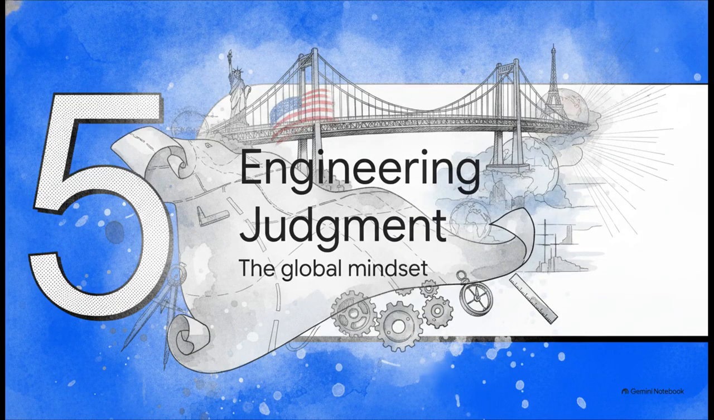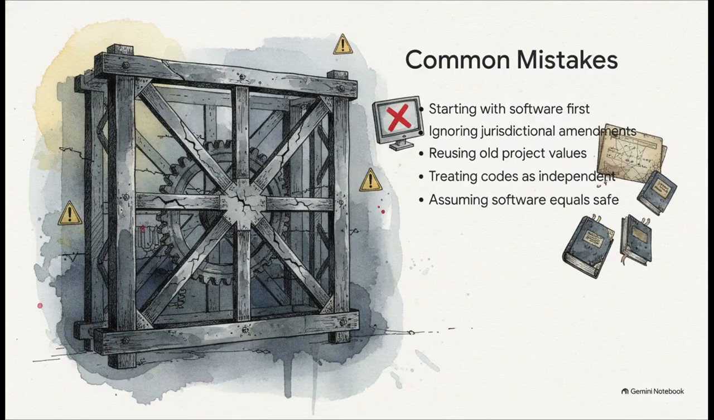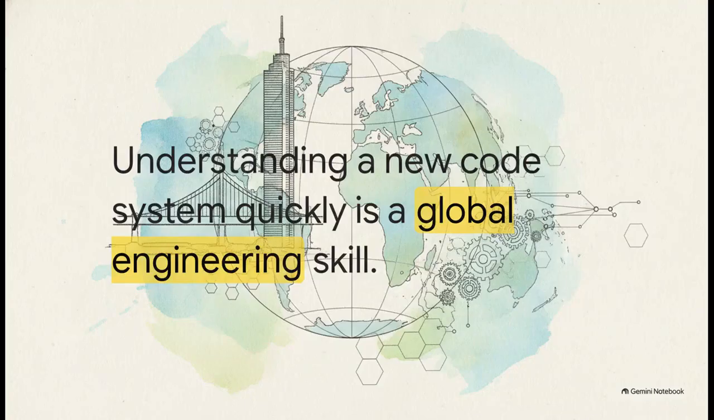Section 5. Mastering Engineering Judgment, the Global Engineer's Mindset. This right here is where you transition from a graduate into a true international structural engineer. To master this judgment, you've got to avoid the classic fresher pitfalls. Do not start with software first. Never ignore jurisdictional amendments. Don't lazily copy-paste wind or seismic values from an old project. Stop treating codes as disconnected books. And most importantly, never assume that just because the software output looks pretty, the design is automatically safe in the real world. Grasping this interconnected ecosystem is basically your superpower.